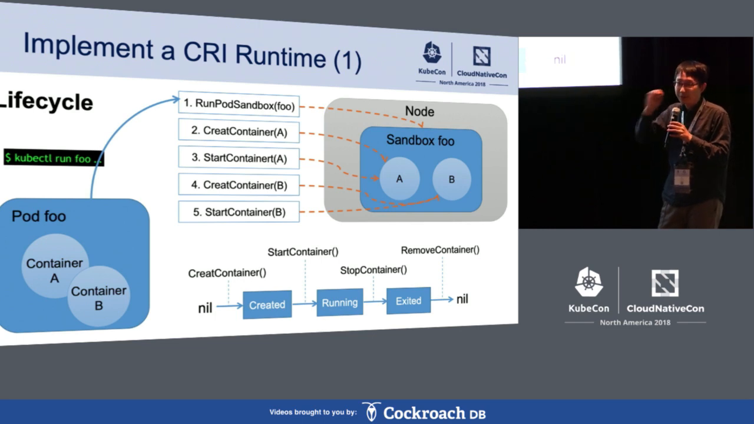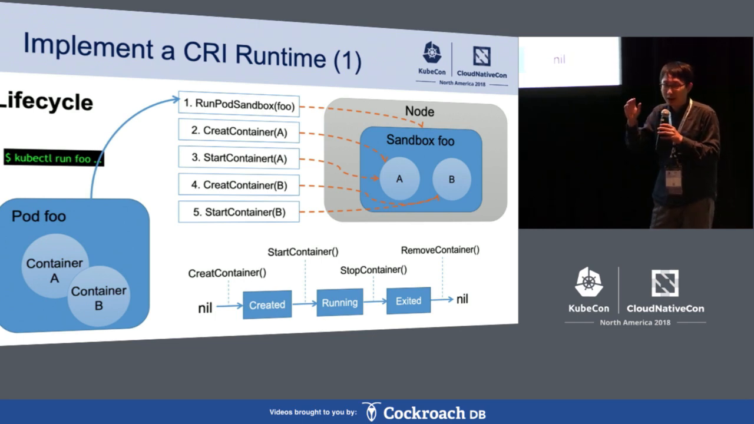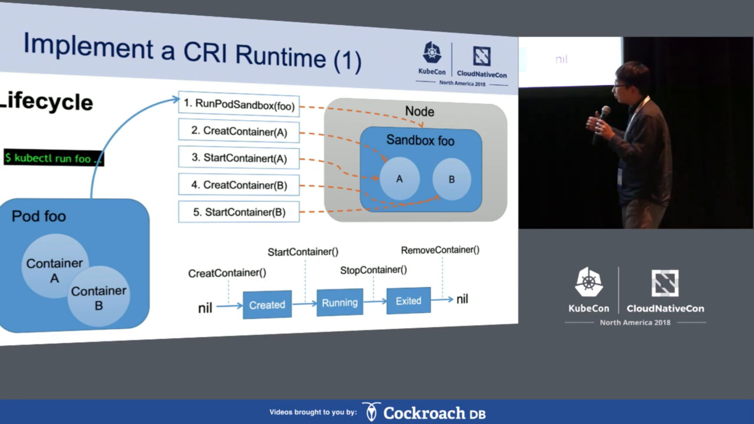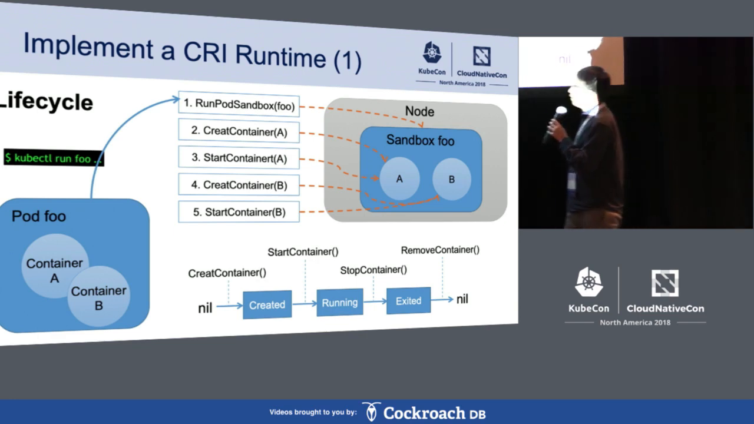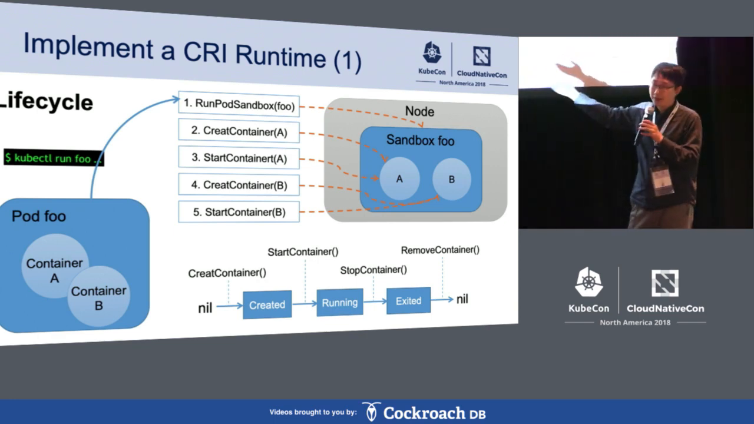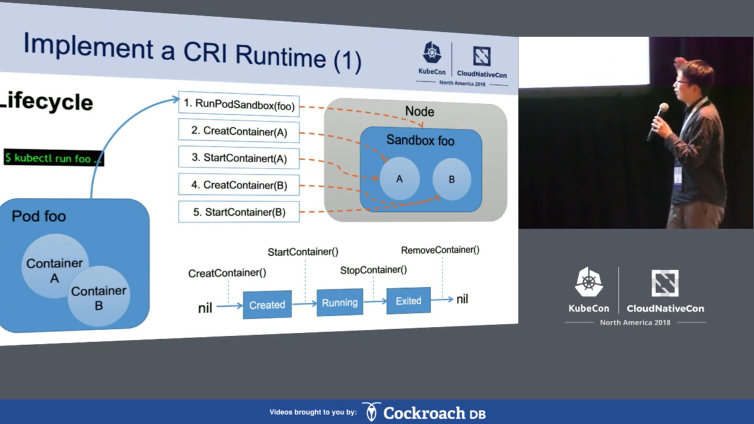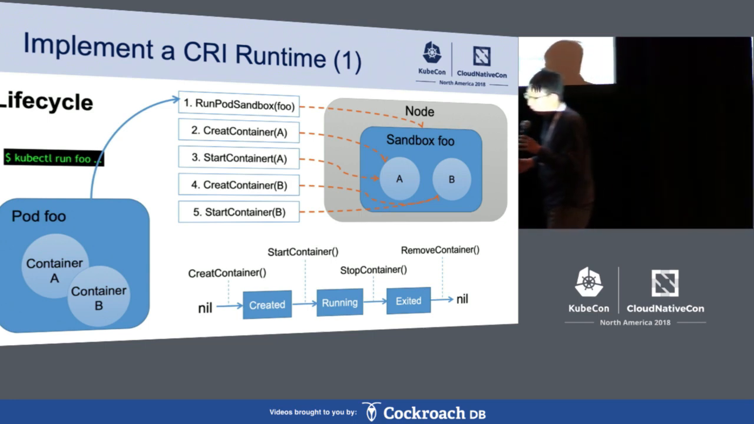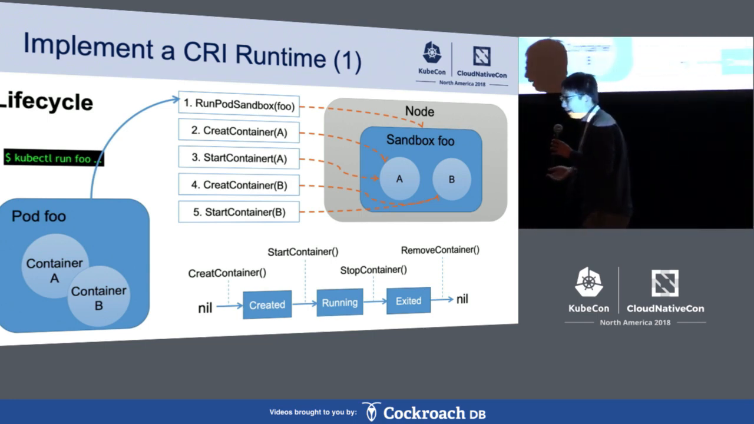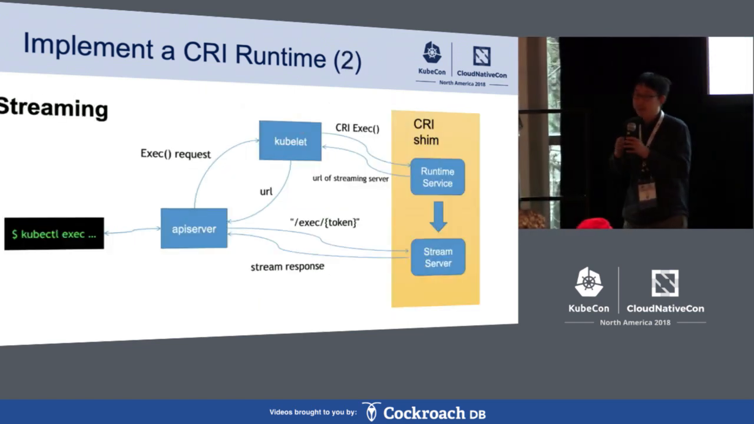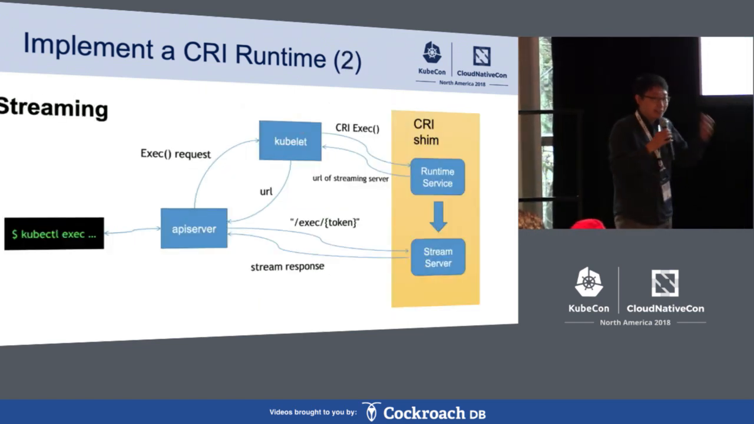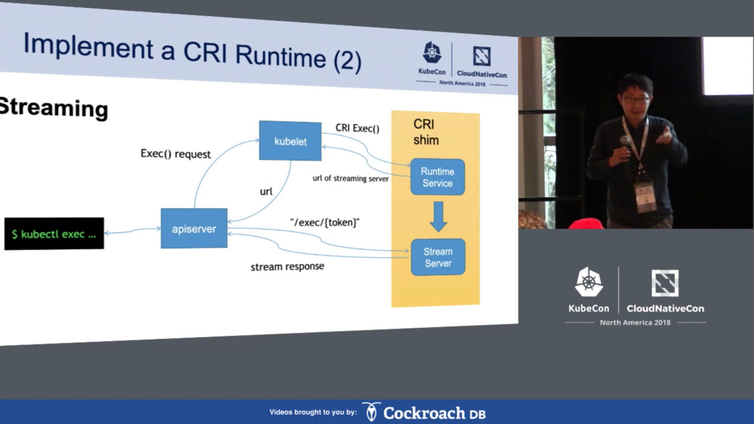But again, Kubernetes never knows about this kind of difference. Kubernetes only knows that, okay, I just created a pod, and the pod runs all the way through its life cycle. That's all. That's why we want to have the CRI implementation here. And another thing you need to think about, sorry, yeah.